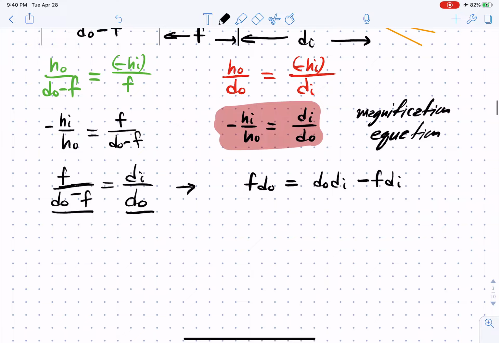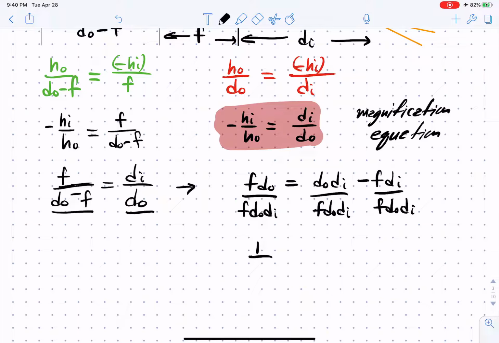Now, I'm going to make this look worse by dividing both sides by the same thing. Okay, so I haven't really done anything. I just divided both sides by f d_o d_i. Now, that seems like a bad idea, but notice that almost everything cancels.